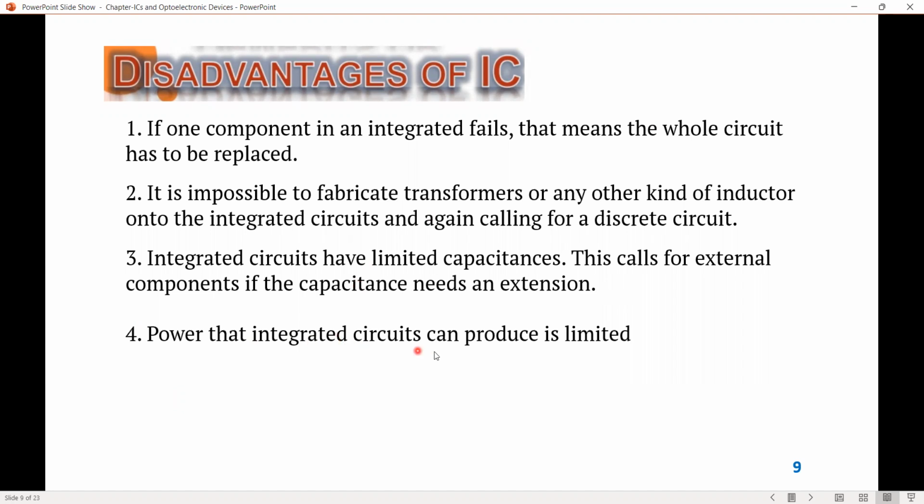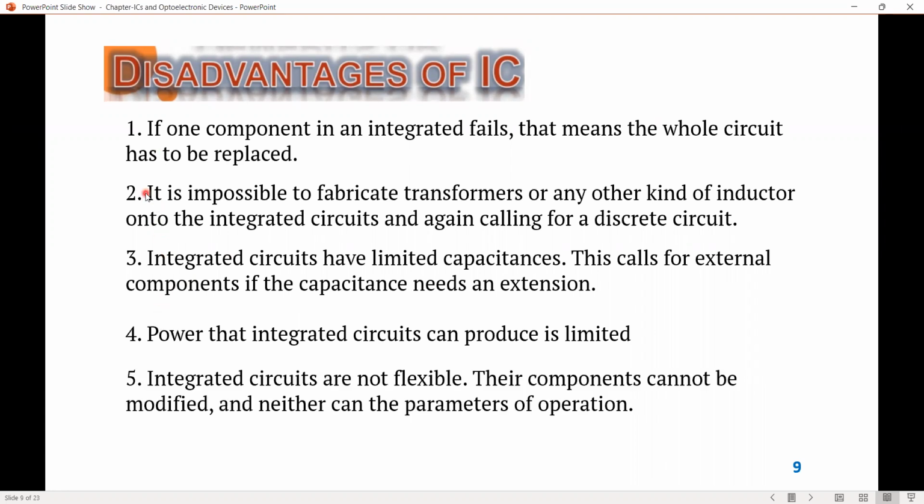The power that integrated circuits can produce is limited. We cannot cross that power, there is a limitation. So there are few disadvantages of ICs compared to the many advantages of ICs here. Any one of them can be asked in a multiple choice. So you need to go through it.